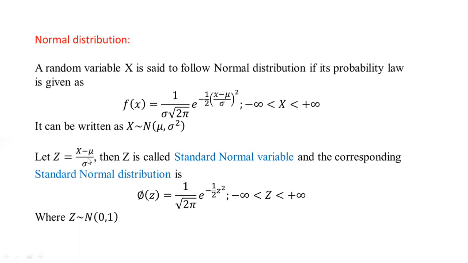So here z is equal to x minus mu by sigma, and z is called the standard normal variable, and the corresponding standard normal distribution will be phi of z is equal to 1 by root 2 pi, e power of minus 1 by 2 z square. So here z limits also from minus infinity to infinity, where z follows the normal distribution of 0 comma 1. That is, we are standardizing the variable, with mean 0 and standard deviation 1.